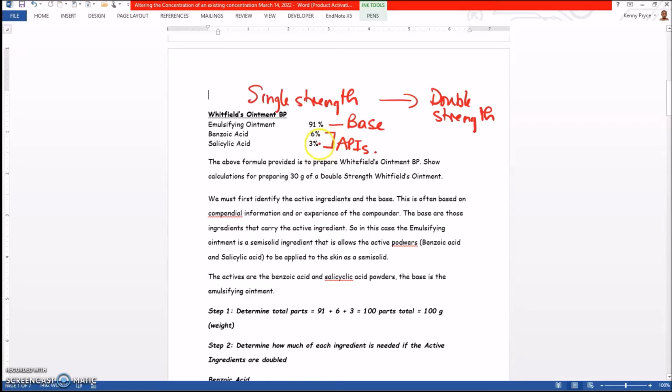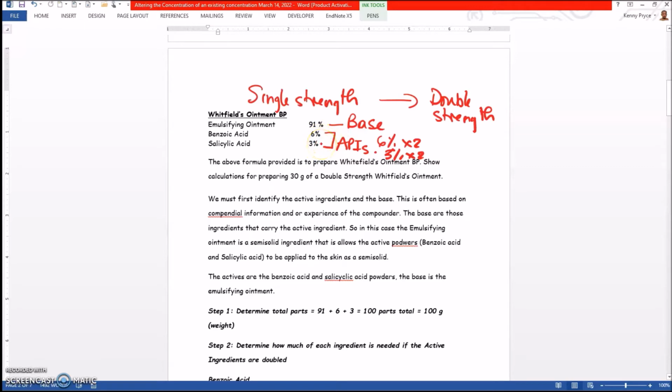If you thought that, that would have been wrong, because if you're doubling everything in the formula, you're going to end up with the same formula, the same single strength. Your aim is to double the active ingredients. That means you're going to double 6% by 2 and 3% by 2. So whatever the final amount will be, you're going to have to make some adjustment to the base to accommodate the increase in the active ingredients. Whatever you double the active ingredients by, that is what you're going to reduce the base by.